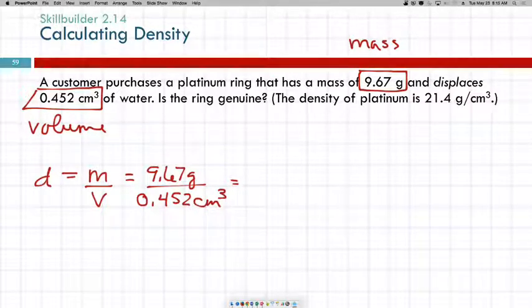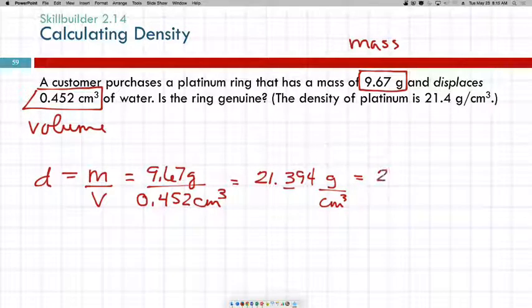And then we get out the calculator again. 9.67 divided by 0.452. Because the mass and the volume each have 3 significant figures, this result should also have 3. And the units, nothing cancels out, grams per cubic centimeter. We round that to the correct number of significant figures, we get 21.4 grams per cubic centimeter. It's the density of the ring.